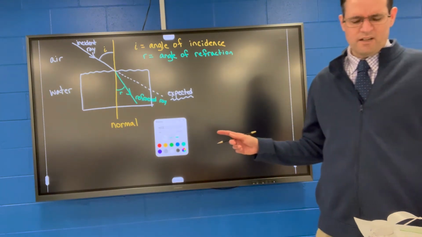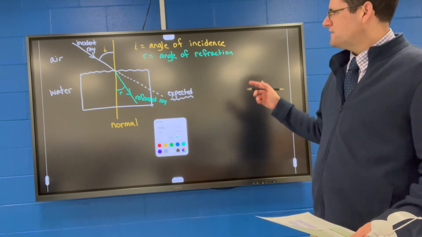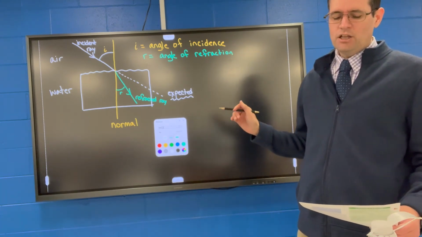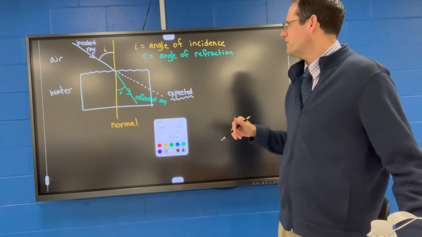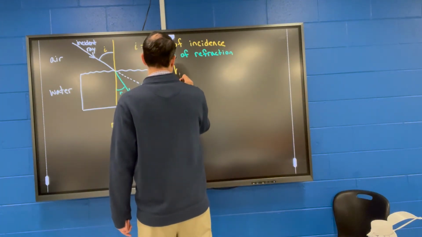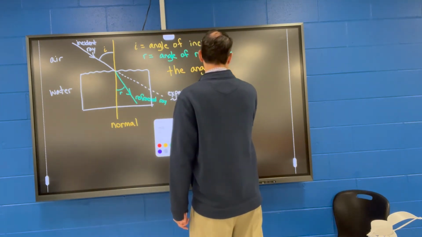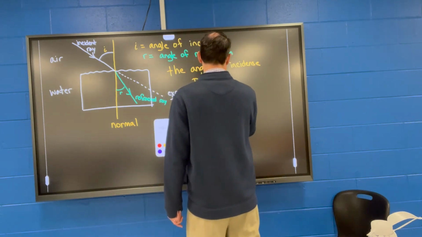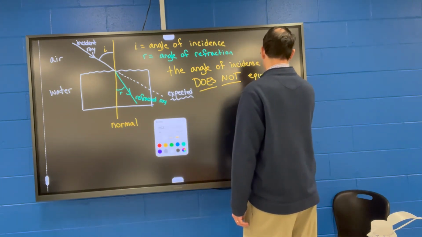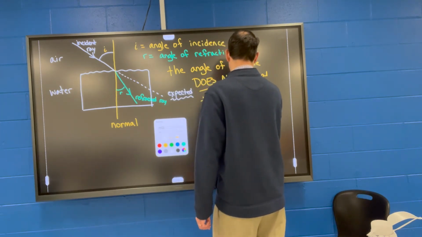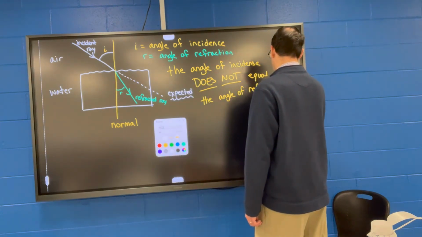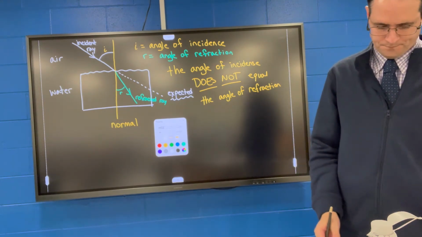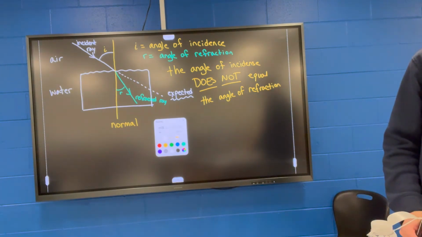So this is a ray diagram showing refraction at the boundary of air and water as the ray moves from air through water. And note that the angle of incidence does not equal the angle of refraction, okay? And this is because light bends. That's what's observed here, okay? All right.